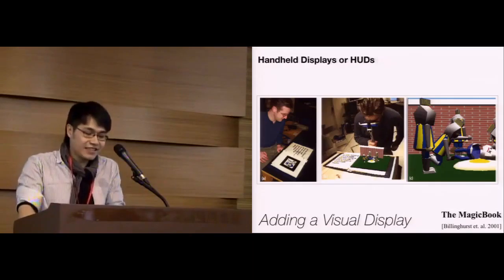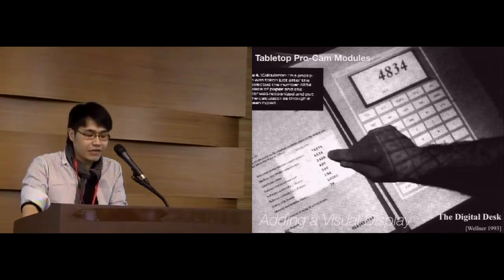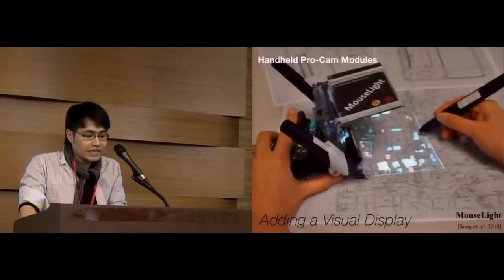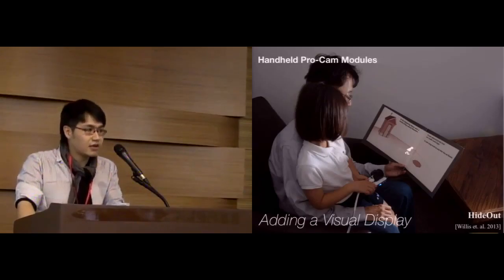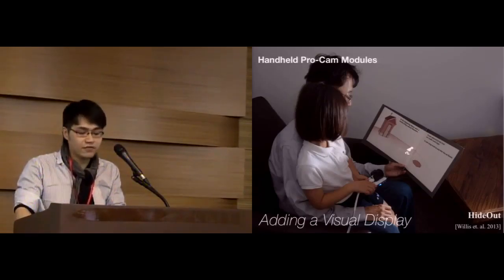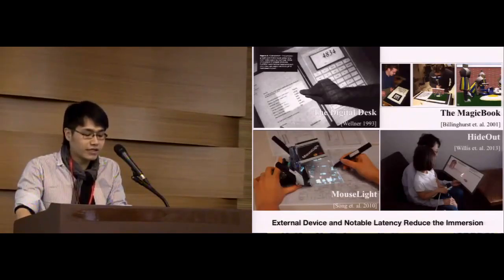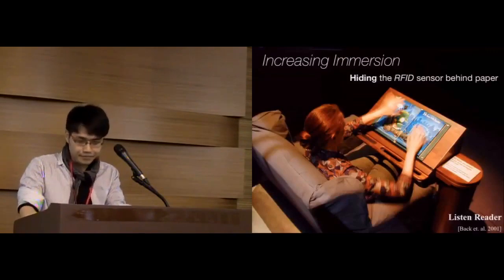To add interactivity on paper, many research augment a visual display for users, such as holding a display or wearing a head-mount display, mounting a projector camera module to augment the paper, or making projector camera modules graspable. These methods are effective to provide dynamic visual feedback. However, this external device may be bulky or may introduce additional latency to reduce the immersion of interactions.